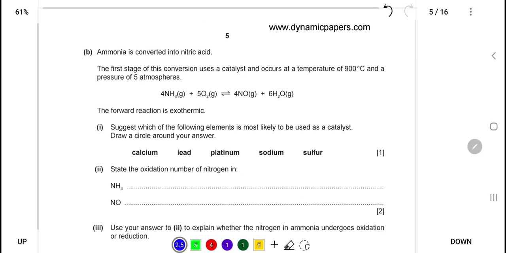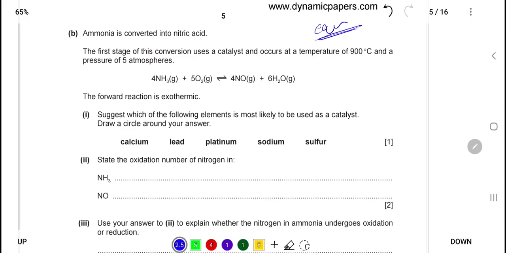Okay, B. Now this question is about reversible reactions, I mean the equilibrium question. It's so easy. This chapter is the easiest for me anyway. It says, suggest why the following element is most likely to be used as a catalyst. Draw a circle around your answer.